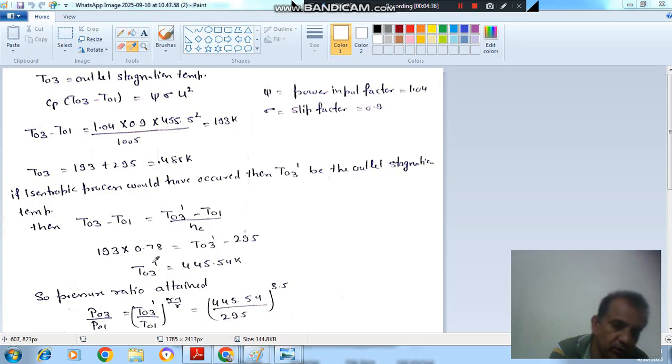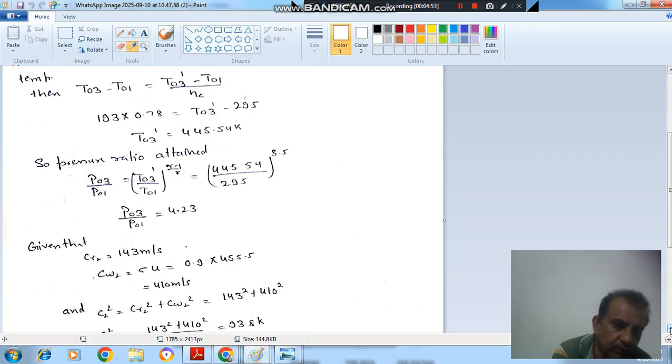Okay. So now because this is the temperature if the isentropic process would have occurred, we have this T03 dash now and we have T01. So we can apply now the isentropic relation. So we can calculate P03 by P01. So that is the actual pressure rise, 4.23. This is the isentropic relation.